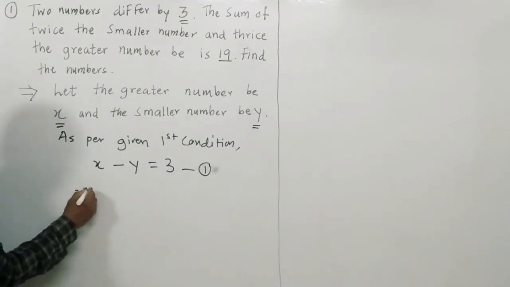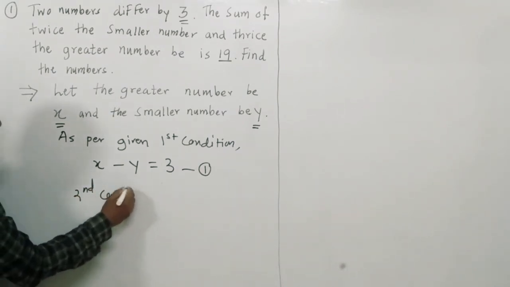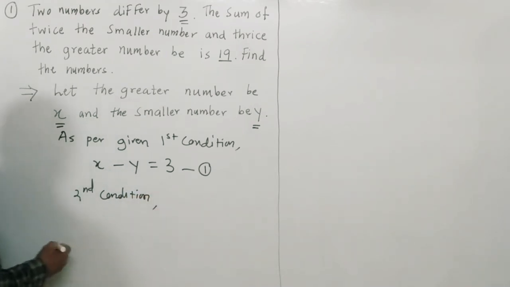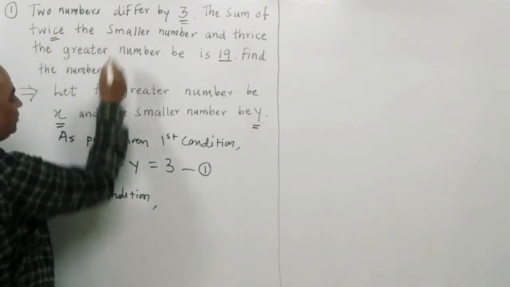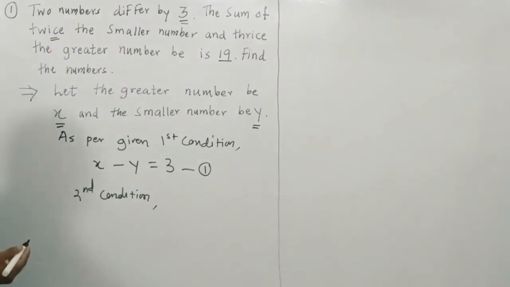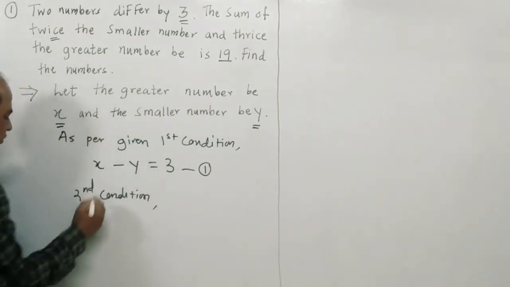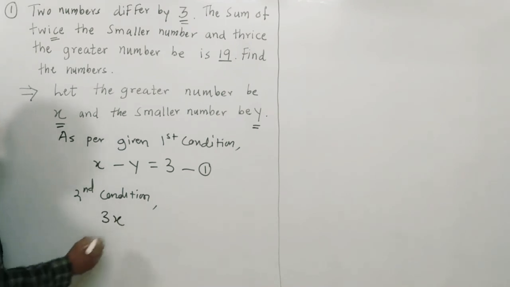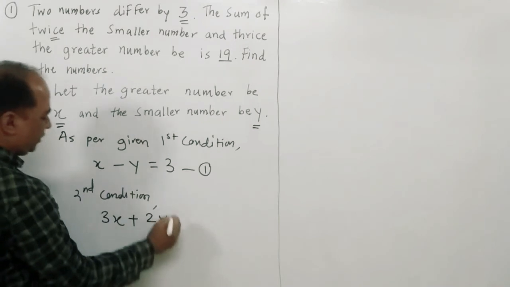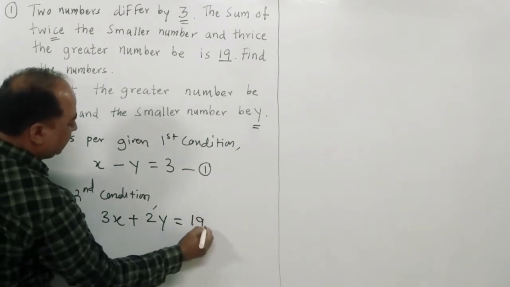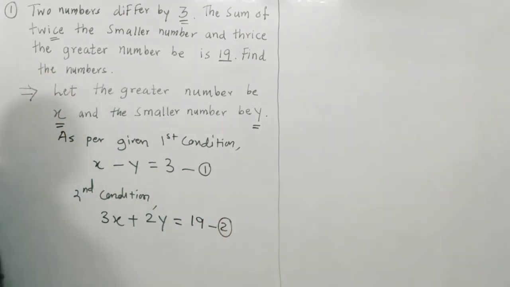Then the second condition is the sum of twice the smaller number and thrice the greater number. So the greater number is x, so 3x, thrice the greater number, plus twice the smaller number, 2y, is equal to 19. This is the second condition which is given in the example. Now we will solve these two simultaneous equations.